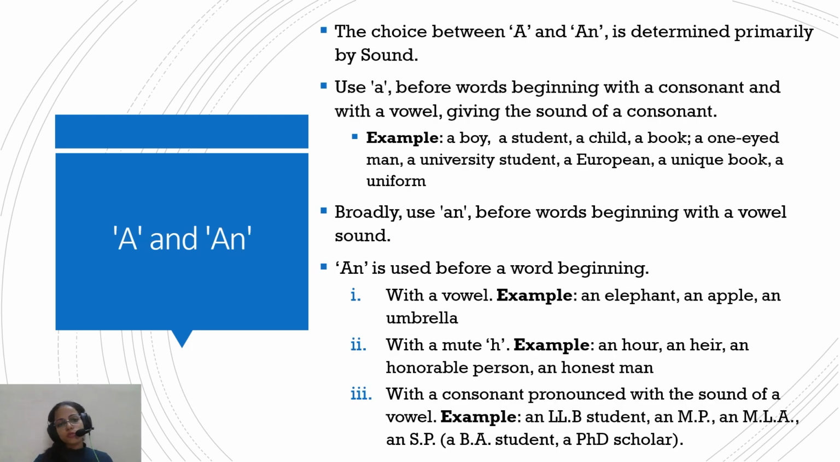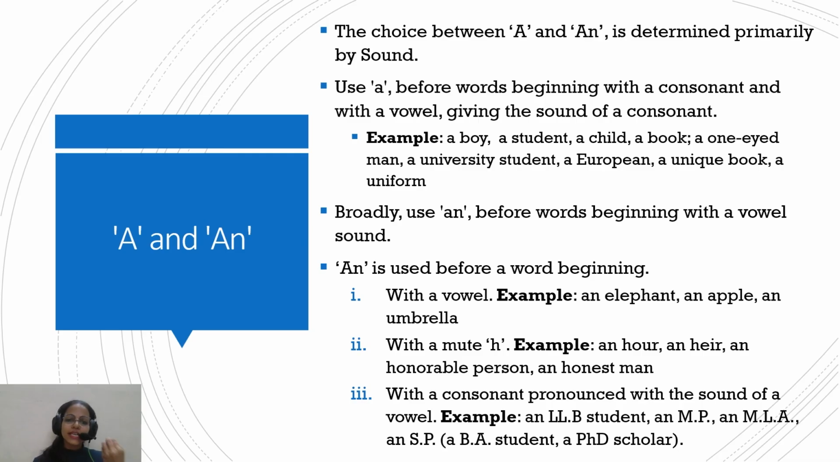Now, where are we supposed to use the article a and where the article an? We have understood that a and an are indefinite articles, that is they are used in a general sense and not in a specific sense. But where do we use a and where do we use an? We have generally studied that a is used before consonants and an is used before vowels. But it's not just the first letter, it is determined primarily by the sound of the word.